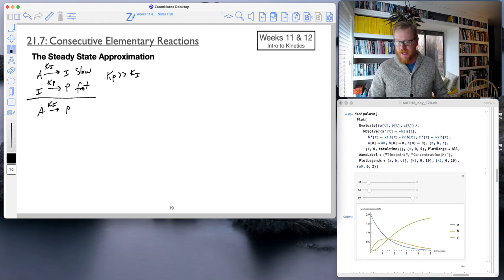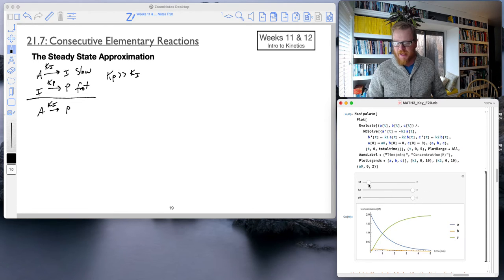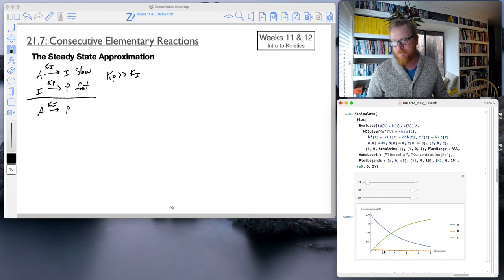And so let's set that up in the Mathematica here. So if I just jack K2 way up, okay, and I'll turn Ki way down. So you can see what we've got going on here. I is produced at a steady rate.